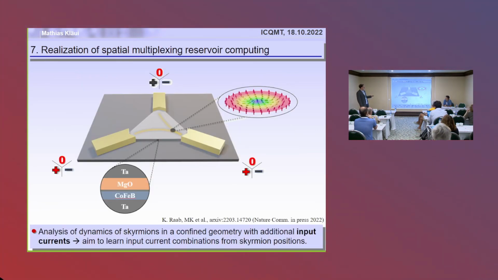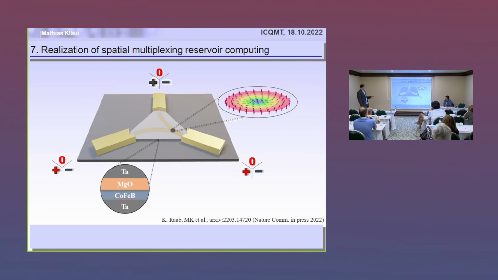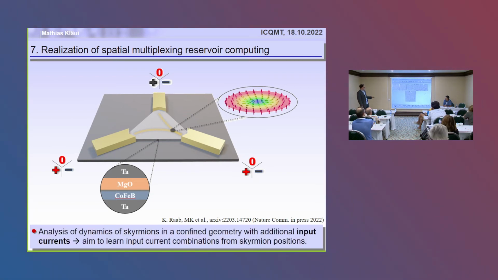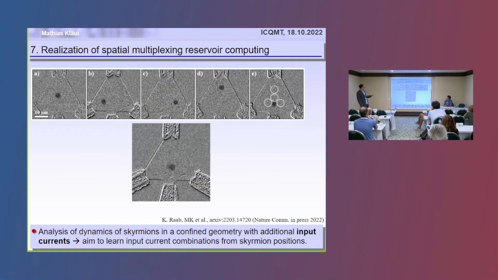And now here is the simplest version of it. We have here our skyrmion lattice, and we have 3 inputs, which can be put to plus, minus, or 0. And then we actually look at the position of our skyrmions for different combinations of inputs, and we read out the skyrmion in 4 different positions by, for instance, TMR junctions.